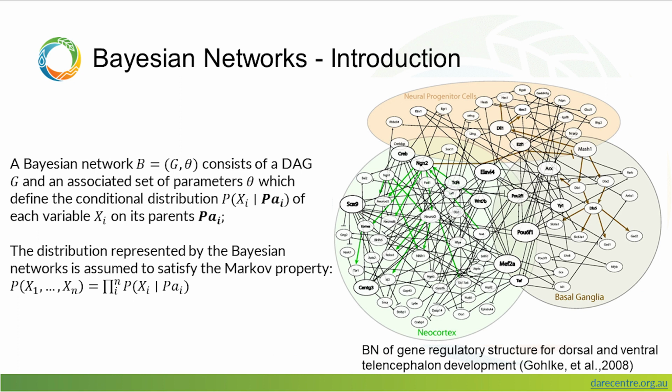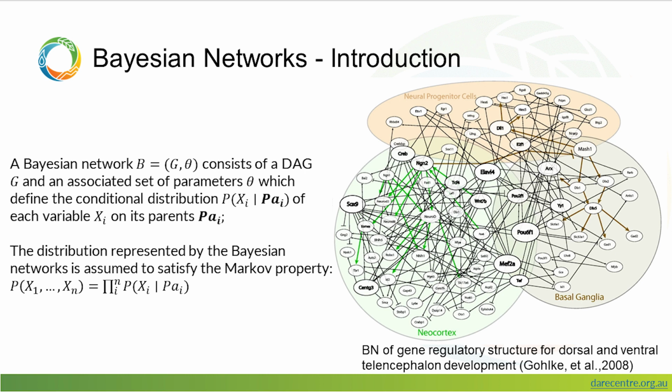So Bayesian networks are probabilistic graphical models. They combine graph and probability theory to give a multivariate statistical framework that can support really important components like representation, inference, as well as application to a broad range of problems.